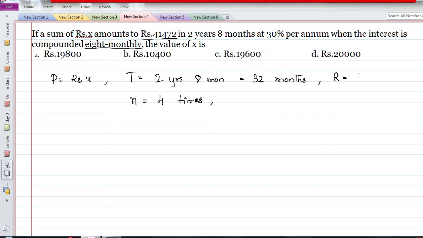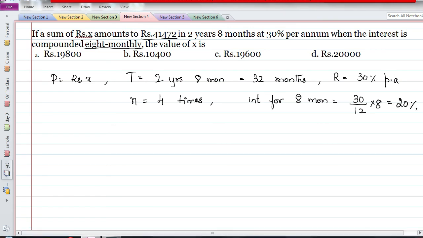Rate of interest is 30% per annum. For 1 year, the rate of interest is 30%. We have to find what is the interest for 8 months, because every 8 months we add the interest, right? So interest for 8 months: 30% is for 1 year, so divided by 12 is for per month, into 8 gives you 8 months interest. And this will be 20%.